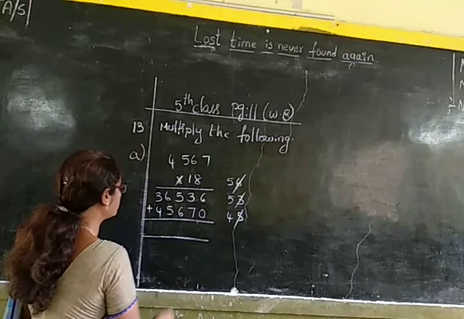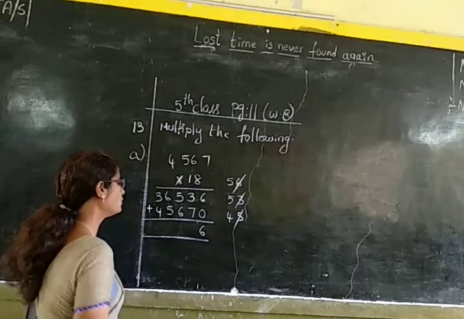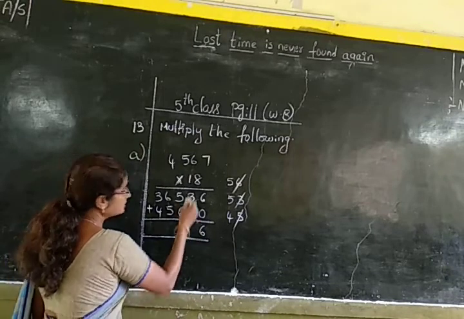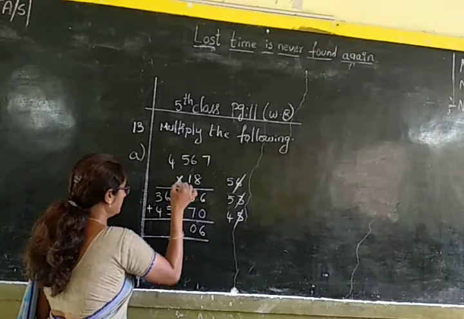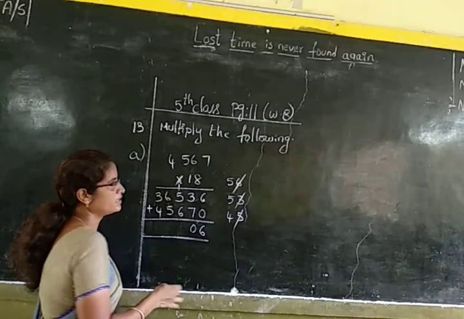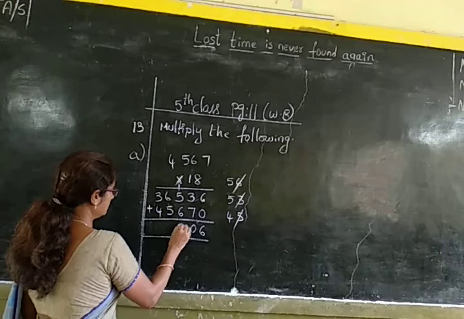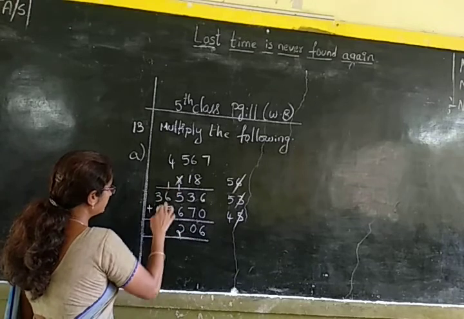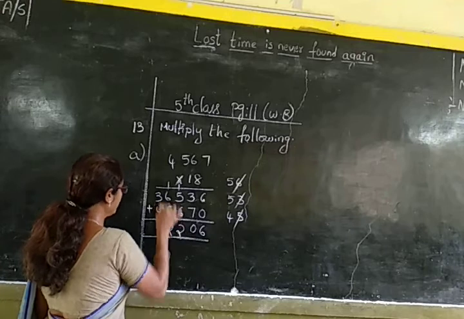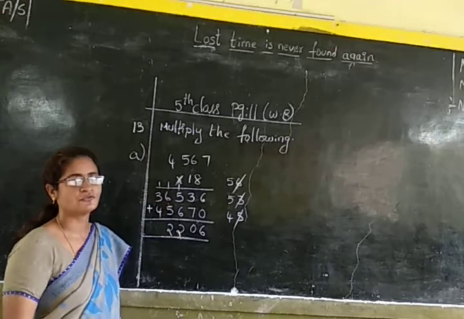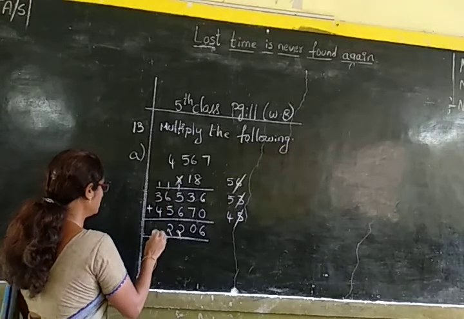Now what do I have to do? I have to add both the numbers. 6 plus 0 is 6. 7 plus 3 is 10. Okay, 5 plus 1 is 6 and 6 plus 6 is 12. Okay, 6 plus 1 is 7 and 7 plus 5 is 12. 3 plus 1 is 4 and 4 plus 4 is 8.